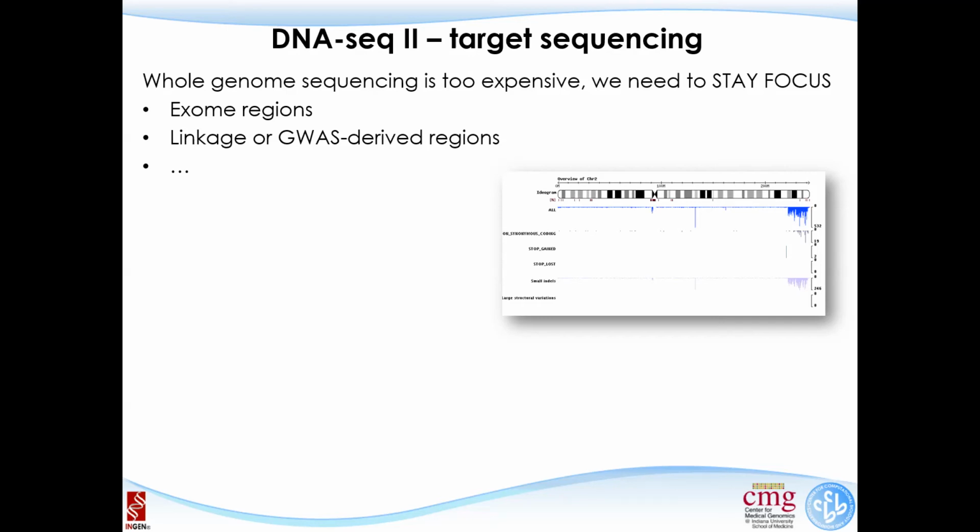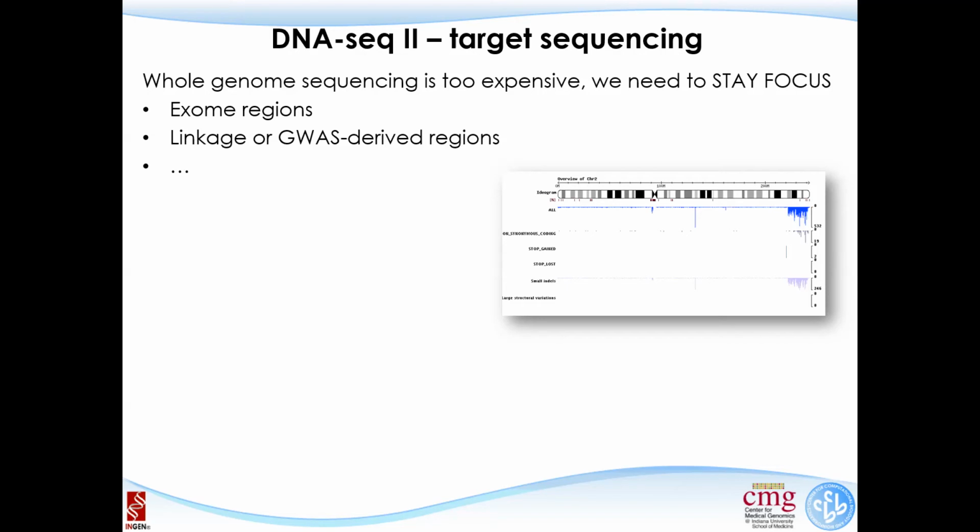And sometimes you can also focus on the regions that were captured by a linkage or GWAS study published earlier. So you see, for example, for this particular case, from our earlier study we know that there is something in this region associated with the disease. Let me sequence a little deeper in these regions. So you identify a region of the genome that you want to sequence. Okay, so that is called targeted sequencing.